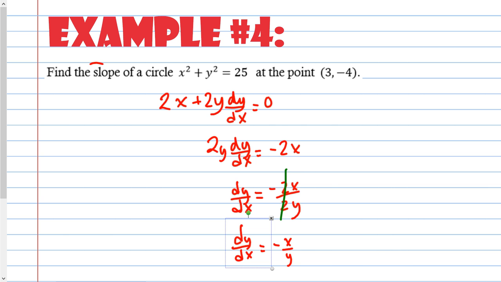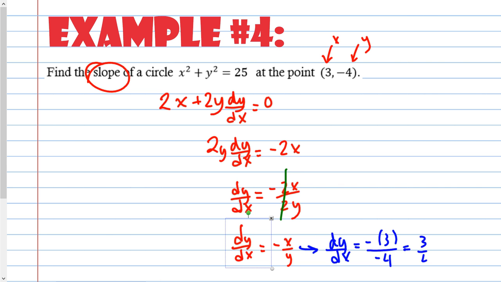If I want to find the slope, I derive, which I did, and specifically they want me to find it at this x and this y. So dy dx equals negative 3 divided by negative 4. So 3/4. And there you go.